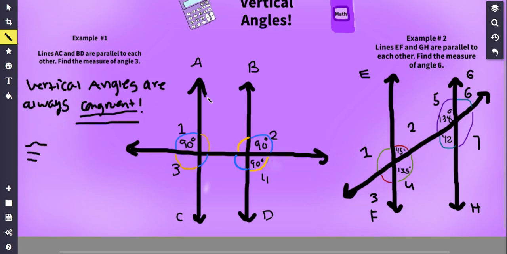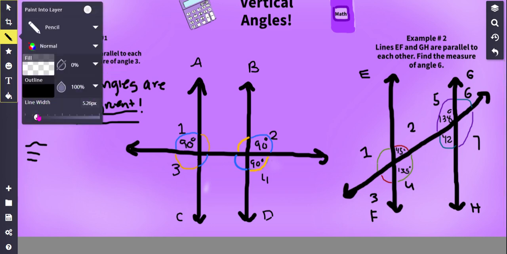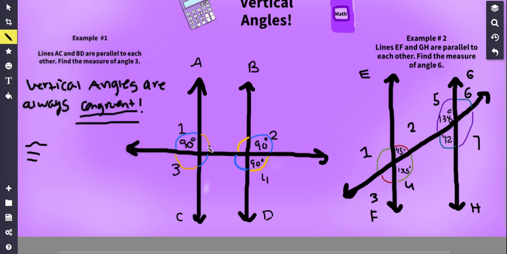So we have some examples here. Example 1 says lines AC and BD are parallel. So we can see that's true. And then it wants us to find the measure of angle 3. Angle 3 is right here. So because vertical angles are always equal, we can see that angle 1, which is 90 degrees, is going to be congruent or equal to this other opposite blue angle here, because opposite angles are always congruent or equal. So if this blue angle is 90 degrees, then this blue angle is going to be 90 degrees as well, because they're opposite angles.